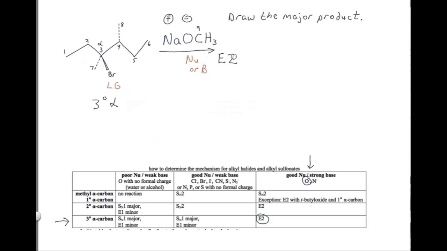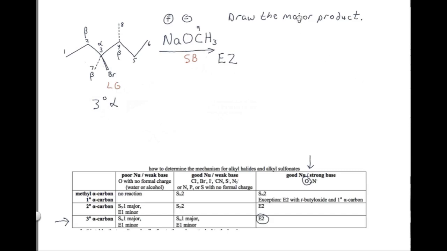Now we recognize that for an E2, we're going to use a base, not a nucleophile, and we know that O- is a strong base. We know that for E2, we want to label the beta carbons. Well, carbon 2 is a beta carbon, but carbon 4 is also a beta carbon, and carbon 7 is also a beta carbon because all 3 of those are attached to our alpha carbon. So we have to decide which of those beta carbons we're going to use in this reaction.